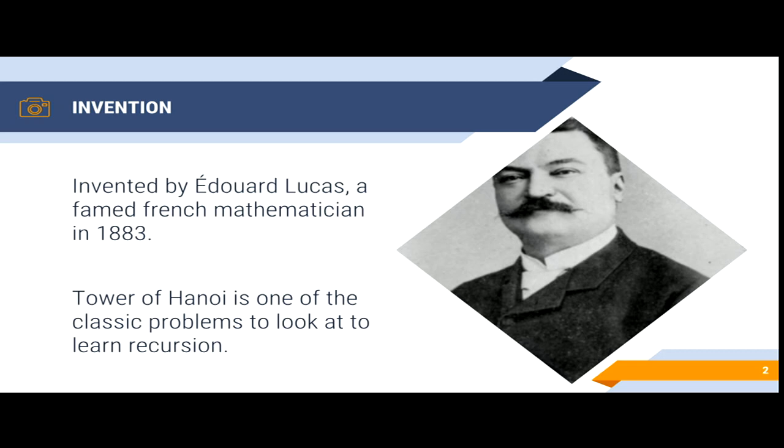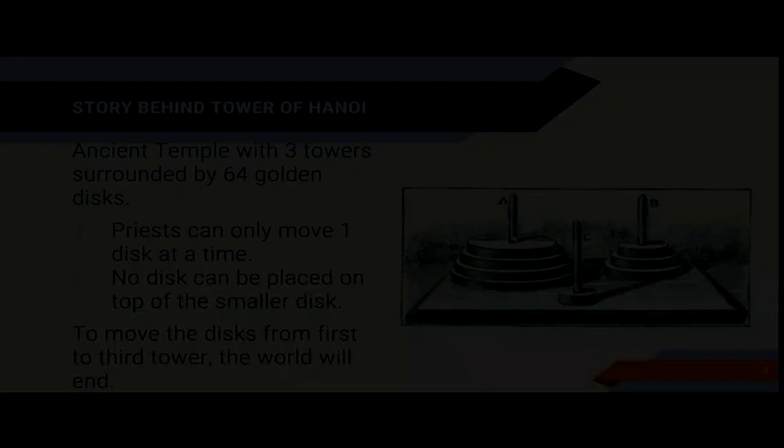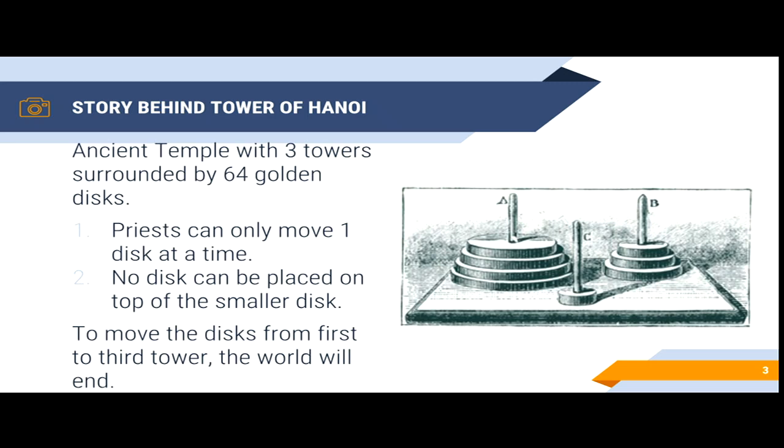So Tower of Hanoi originated from an ancient temple called Hanoi. In total, there were 3 towers and 64 golden discs. You can see some of the discs stacking on top of these little towers. You can call them pegs also.